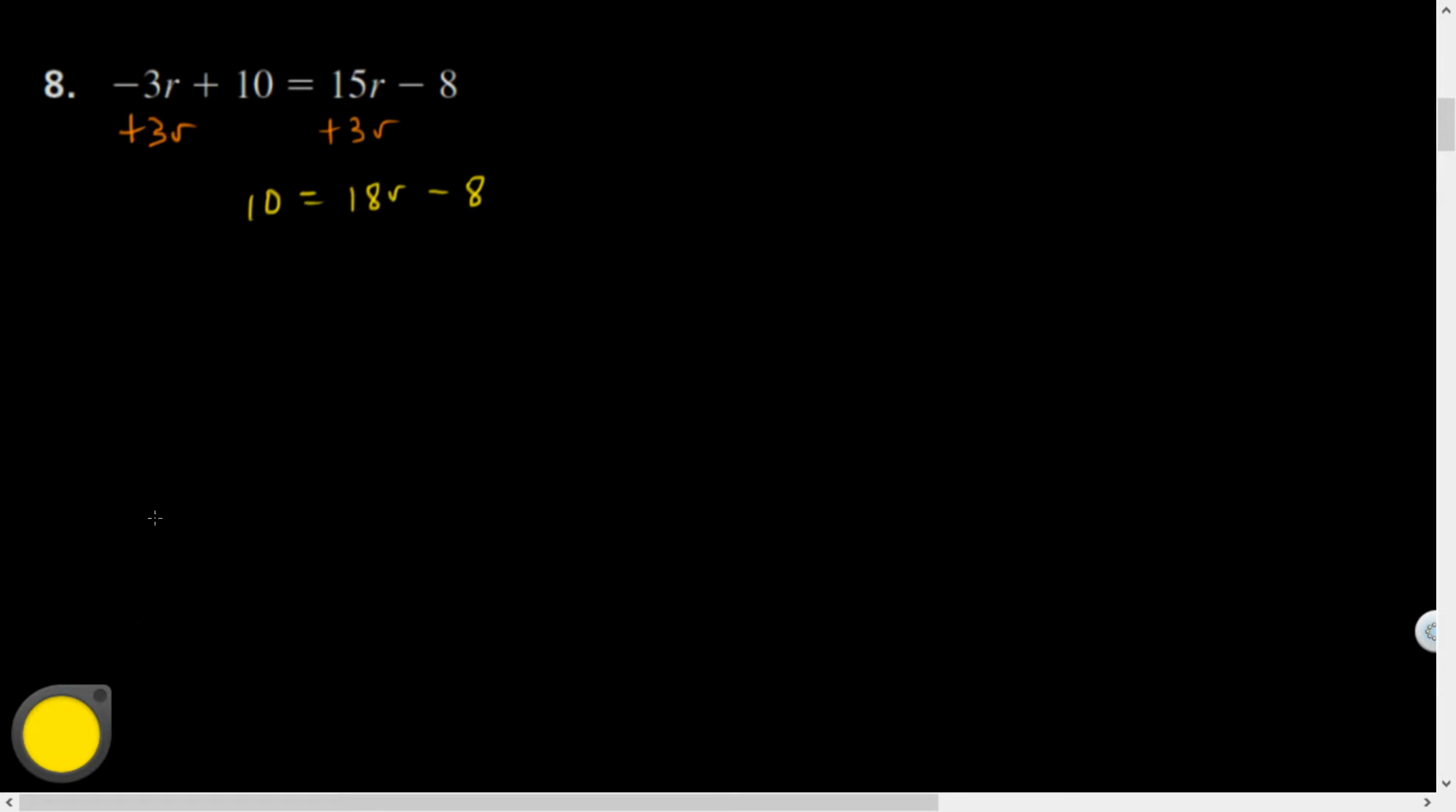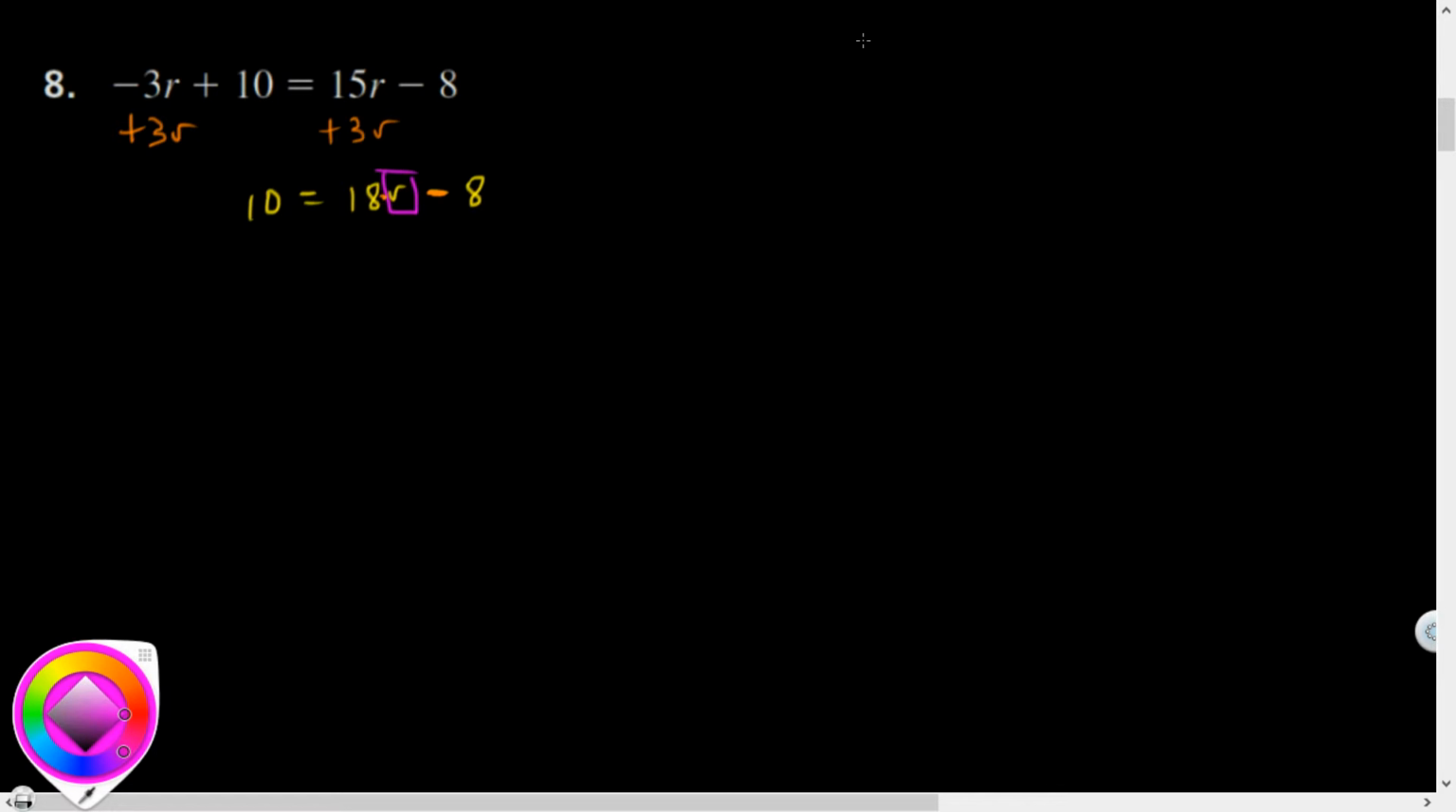So now that I know which side my variable is on, I'm trying to get this variable by itself by moving the 8 and the 18 to the other side. Now, what should I move first? Let's think about this. I've got multiplication. I've got subtraction. Which should I move first? If I divide, I'm going to create fractions.